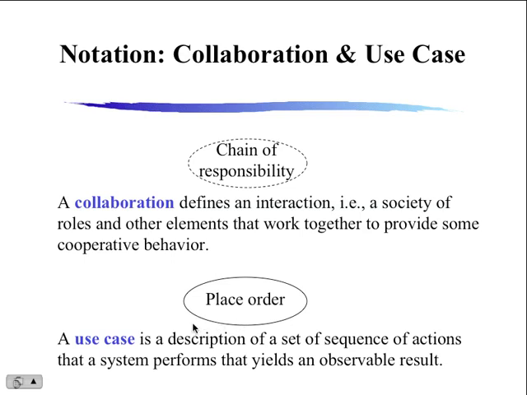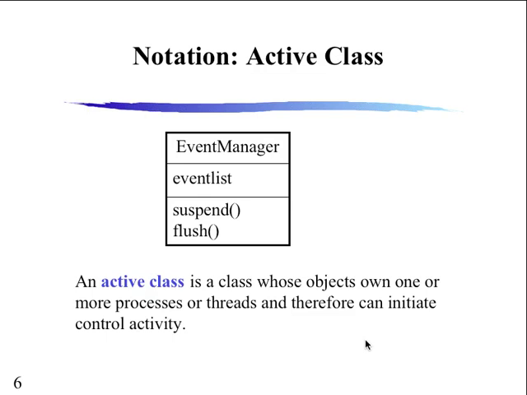And then we have a use case. We've seen those before. We just have a circle. The use case is a description of the set of sequences of actions that a system performs that yields an observable result. It's activities in terms of our regular use case. And then we have ways of saying active classes versus inactive classes. And we just put a dark circle.